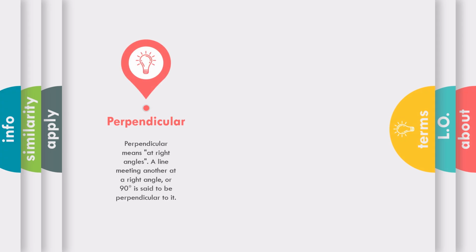Perpendicular means at a right angle. A line meeting another at a right angle of 90 degrees is said to be perpendicular to it.